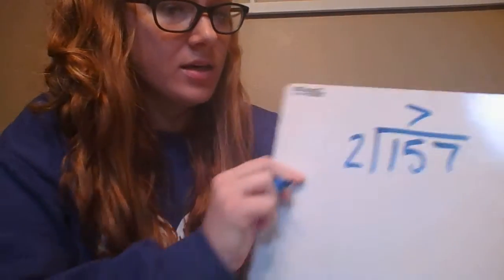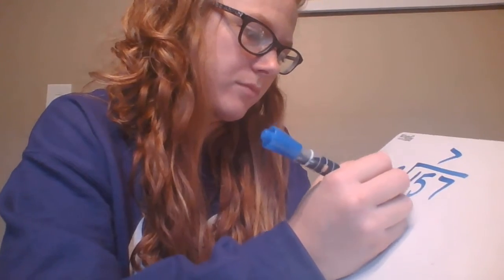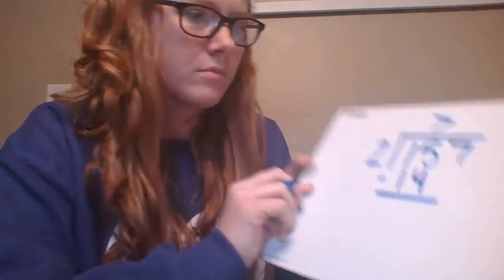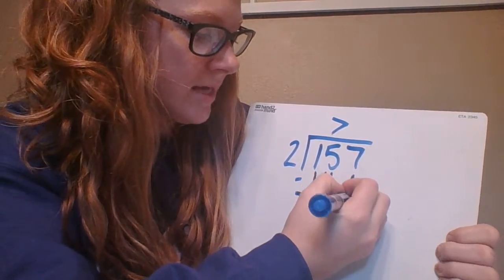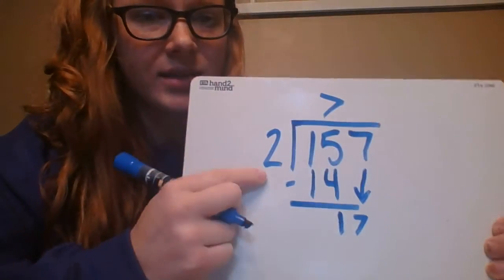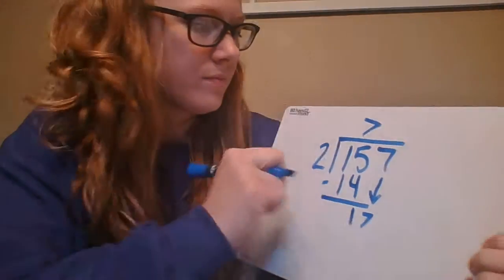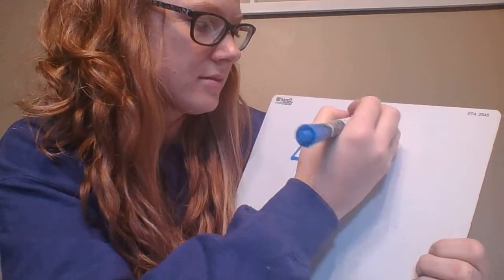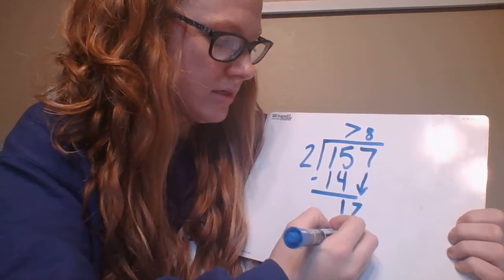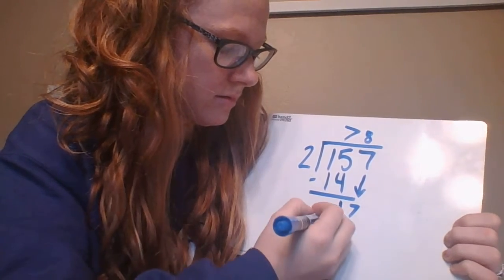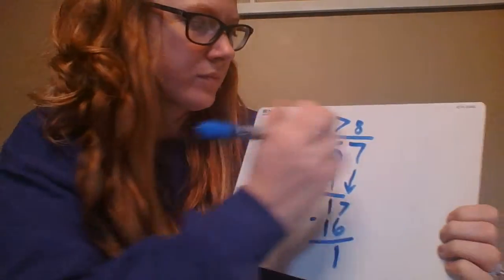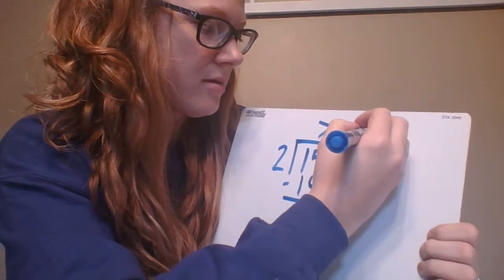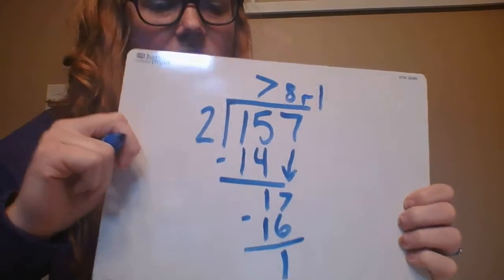7 times 2 is 14. Then I subtract and I get 1, and then I must bring down my 7. How many times can 2 go into 17? Would be 8. 8 times 2 is 16. Subtract, and I get a remainder of 1, which is smaller than the number I'm dividing by, so I know it should be right. So your final answer should be 78, remainder 1.